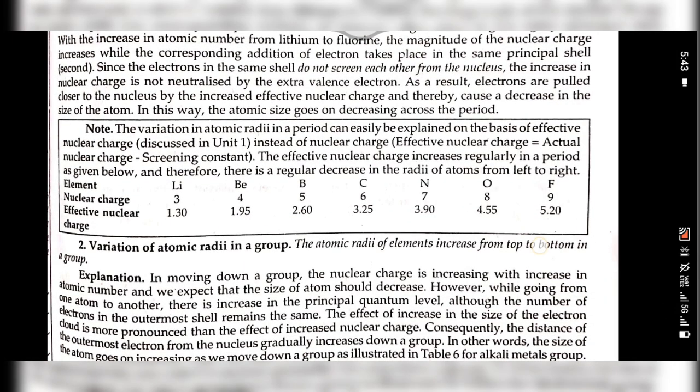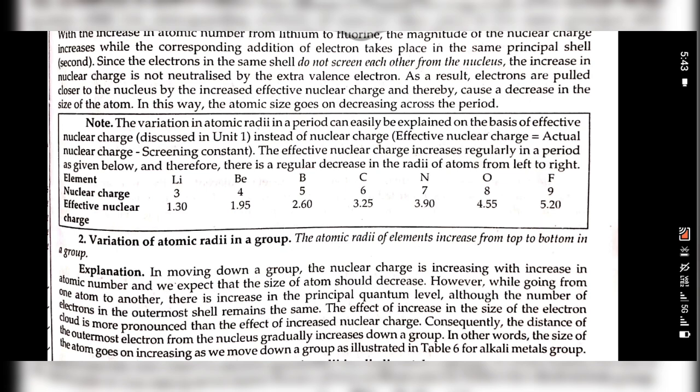Now, there is a note which explains that the variation in atomic radii in a period can easily be explained on the basis of effective nuclear charge instead of nuclear charge. Effective nuclear charge is equal to the actual charge minus the screening constant. The effective nuclear charge increases regularly in a period.